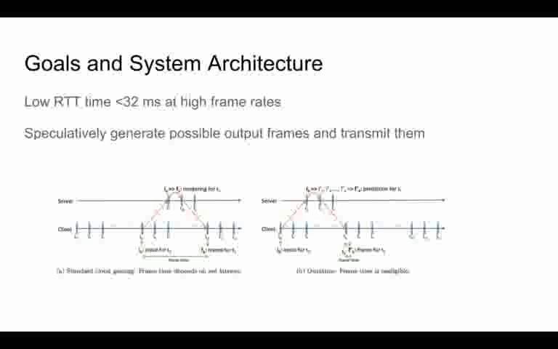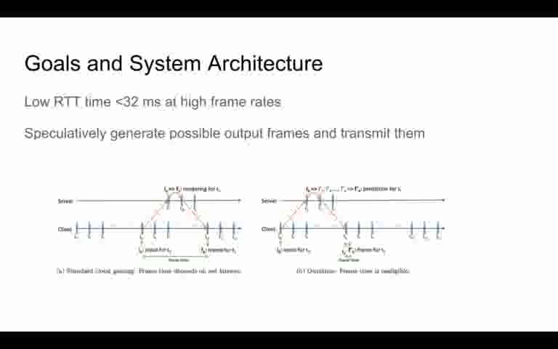Okay, what are the goals of Outatime? The main goal of Outatime is to have a low RTT, less than 32 milliseconds, at high frame times. And it plans to achieve this by generating possible future frames and transferring them. What do we mean by that?